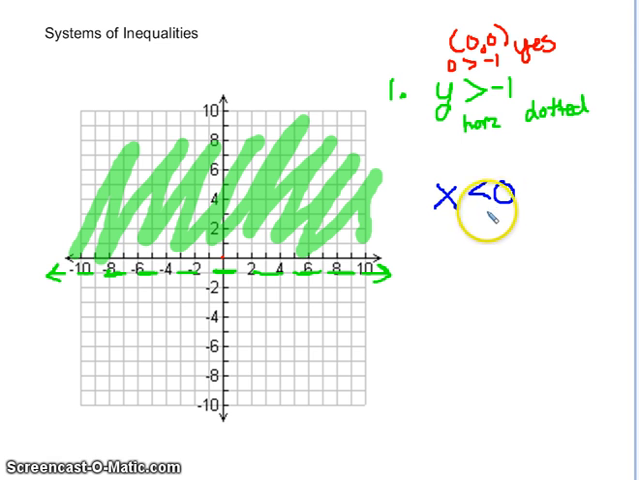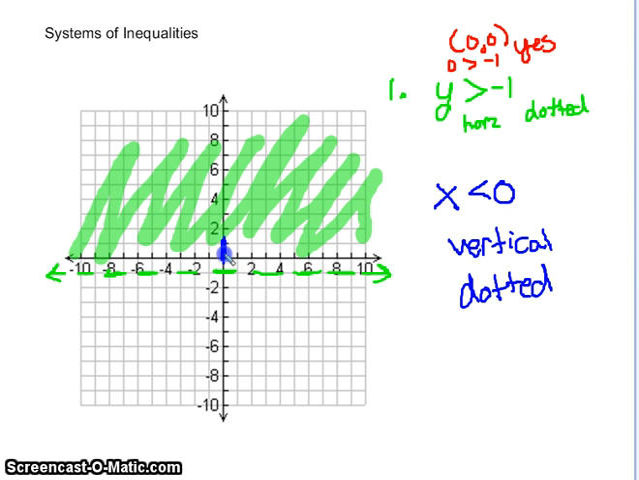If I have x less than 0, then we have a vertical line. It is still less than, so it is going to be dotted. And it is a vertical line at 0, so we are going to draw a dotted line right here on our 0. Now, I don't think this has happened to us yet, but in order to find out how to shade, we can't use 0, 0 because 0, 0 is right there on our line, and we know 0 is not less than 0. So we have to pick another point.